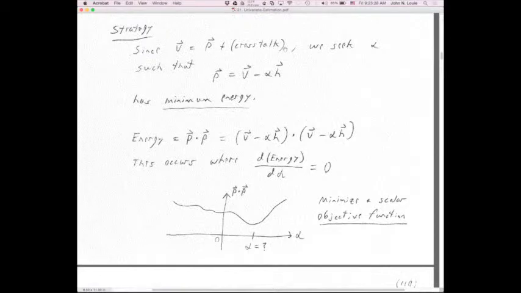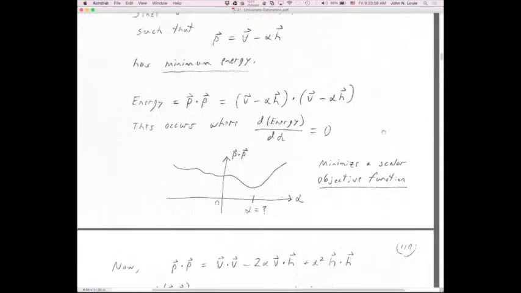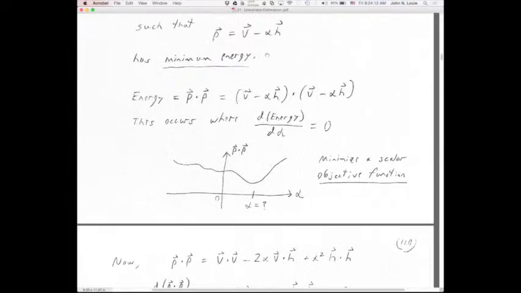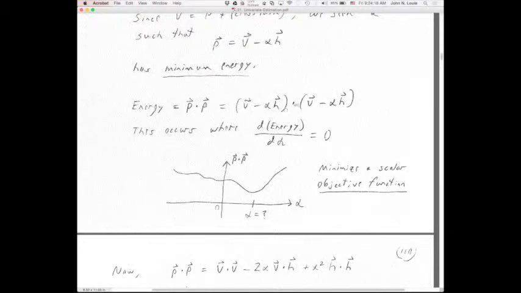All right, so Claerbout's strategy. Since V is equal to P plus the crosstalk, we seek alpha such that P is equal to V minus alpha H, and where that has minimum energy. All right, we're trying to set up an inversion problem here. Our strategy at first is to find alpha such that the resulting P that we're estimating is as small as possible. Okay, so that's our initial strategy. So energy is P dot P, that's just P squared, and here we're writing it out in terms of the definition of P that we've made here. So that's V minus alpha H dotted with V minus alpha H, and this energy minimum occurs where the derivative of energy with respect to alpha is equal to zero.